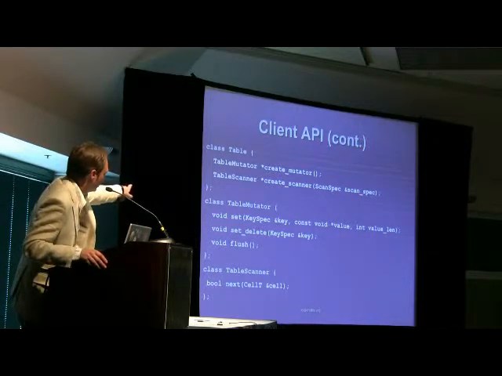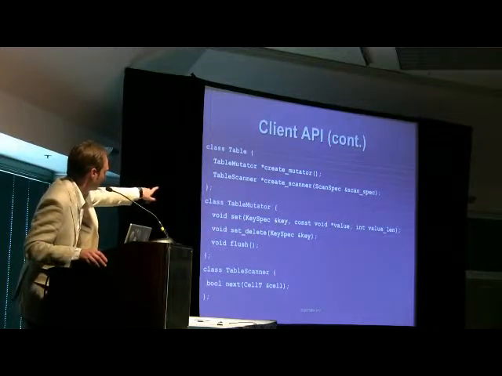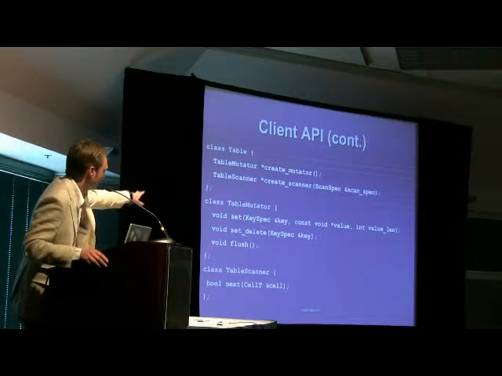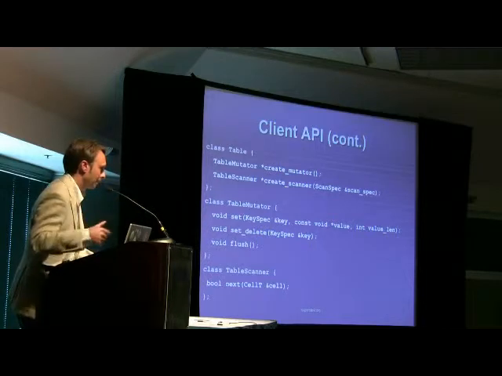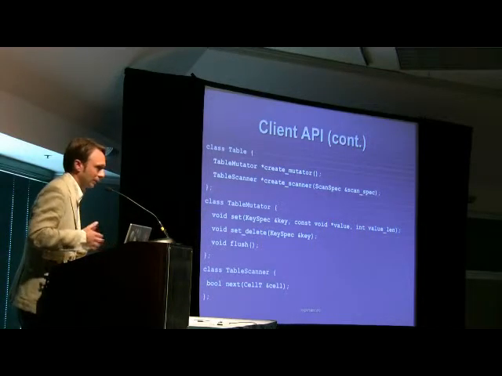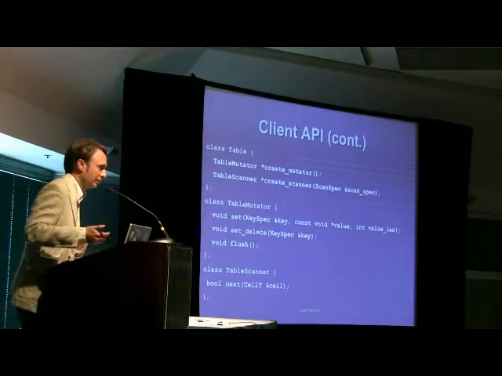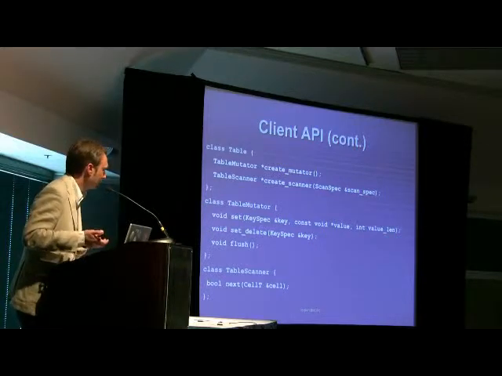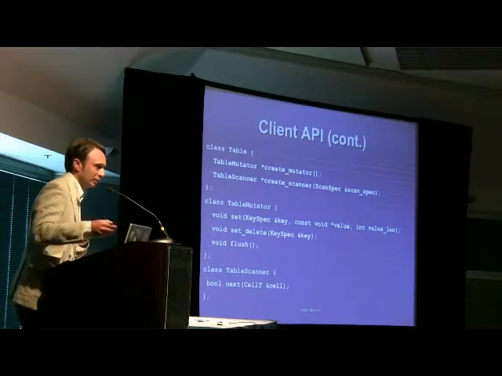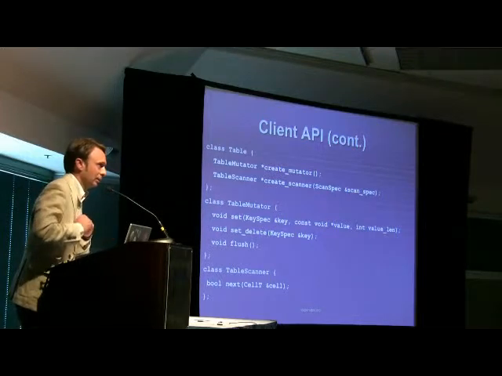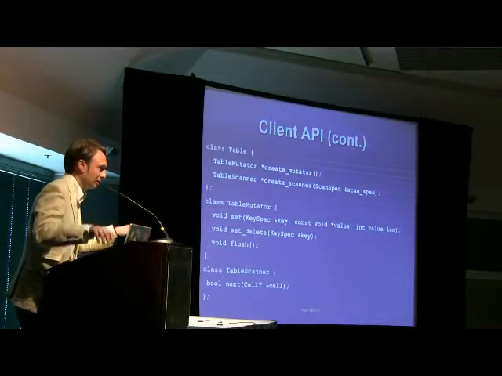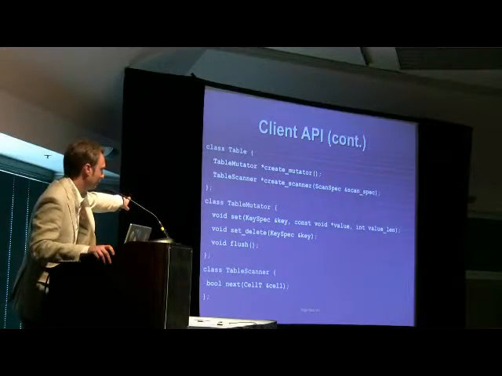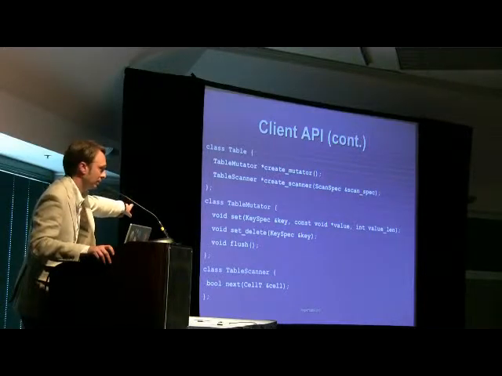The mutator is shown right below. It's got a set, where you give it a key spec and a value, or a set delete, where you can delete a cell or a row. And then it's got this thing, flush. By default, the mutator will actually buffer up a bunch of inserts and deletes, and then once its internal buffers have filled up, it will flush them out to the range servers. But you can force that flush to happen by explicitly calling flush.